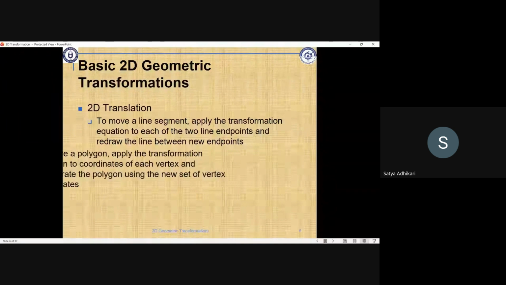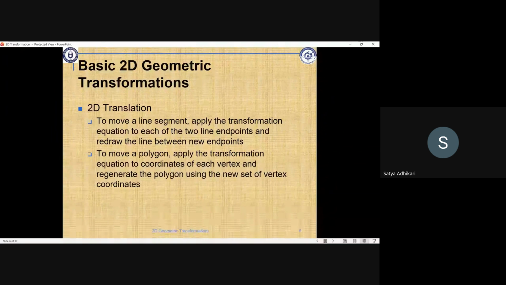Similarly, to move a polygon, suppose a hexagon. How many points are in a hexagon? Six points. So apply the transformation equation to the coordinates of each vertex only and regenerate the polygon using the new set of vertex coordinates. You need not use the translation formula on each and every point of the line. You only apply the transformation formula to the vertices. As an example, if there is a hexagon and you need to change its position, you only translate these six points.